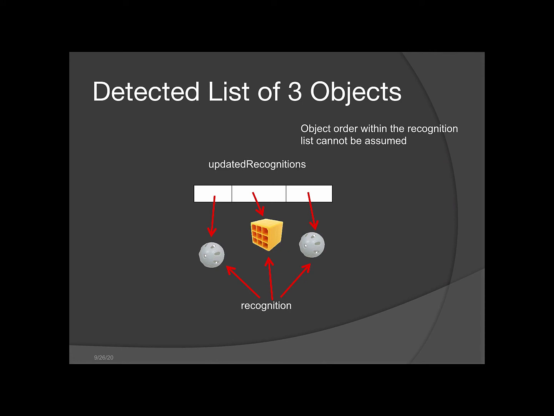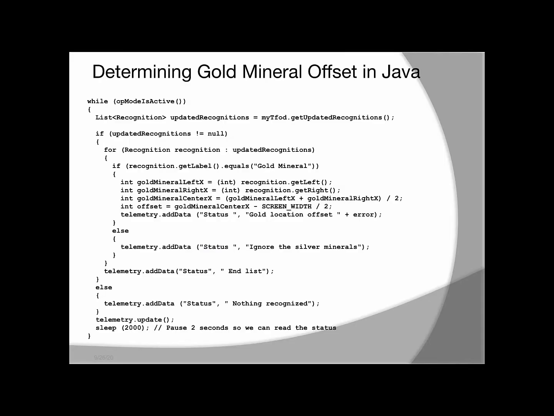So let's see how to do that with code. Again, we're going to have our updated recognitions, which is the list, and each of the recognitions within that list is going to be called a recognition. Let's start out here with this while loop. This while loop is something that you have seen in all your autonomous programs, and it is a loop that keeps on executing while the op mode is active, and that's for 30 seconds.